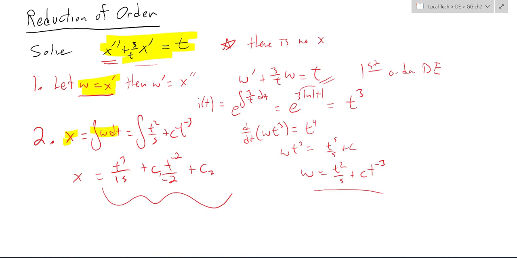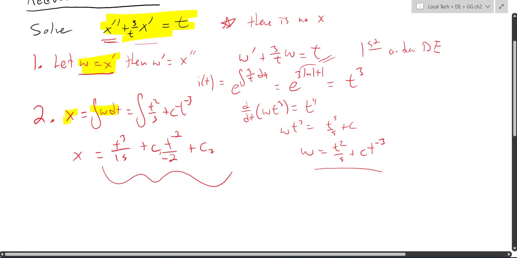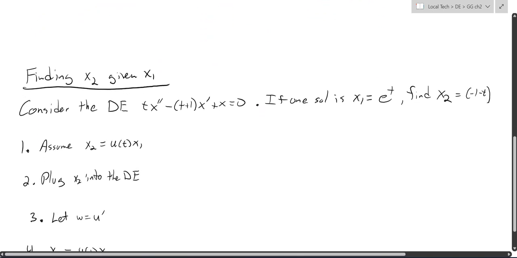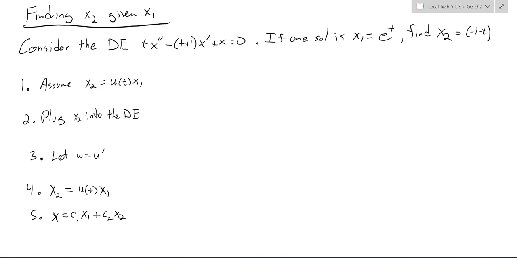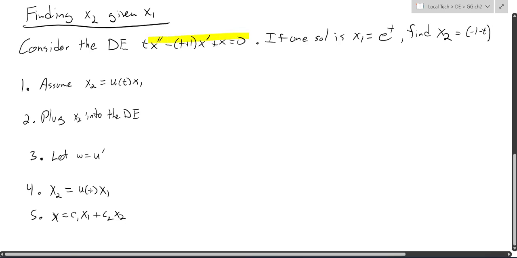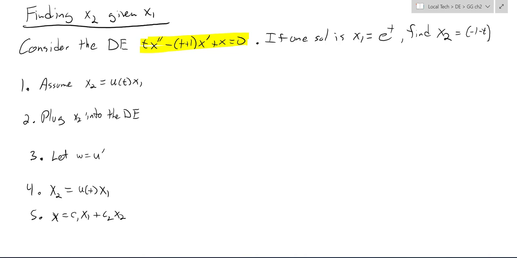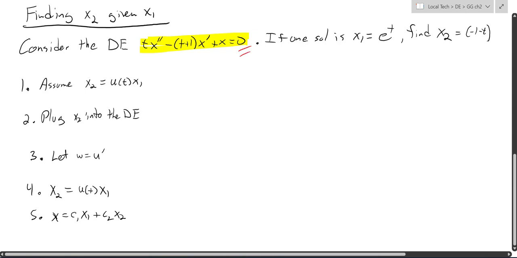Now where are we going to use this idea? We're going to use this to find the second solution given a known first solution. So consider this differential equation. Here I have t times x double prime minus the quantity t plus 1 times x prime plus x equals 0. Right, so this is a second order linear differential equation that is homogeneous because the right-hand side is equal to 0.